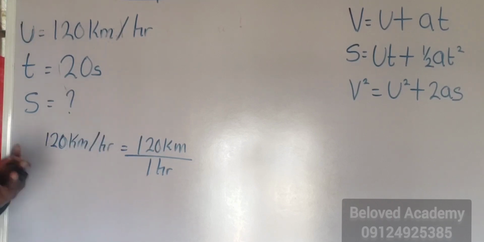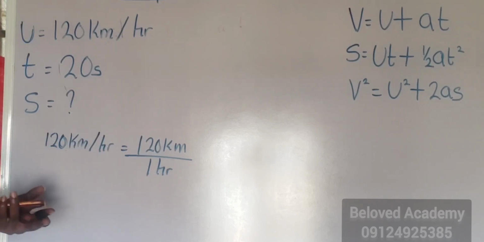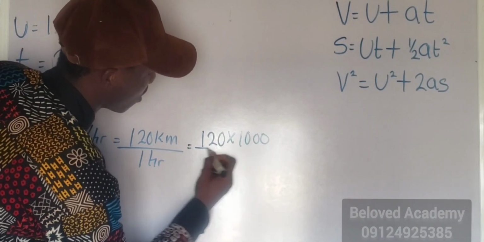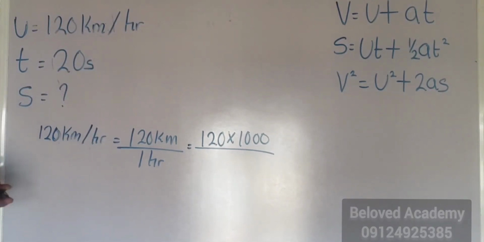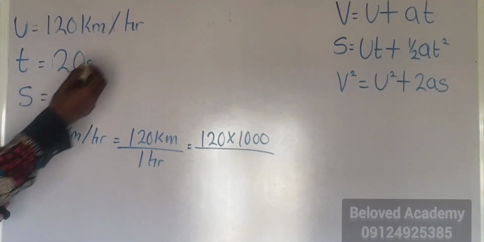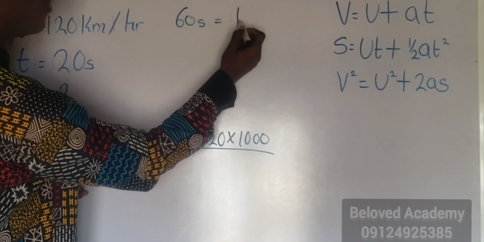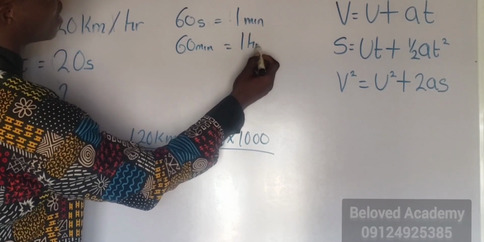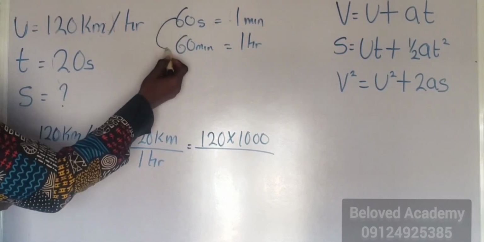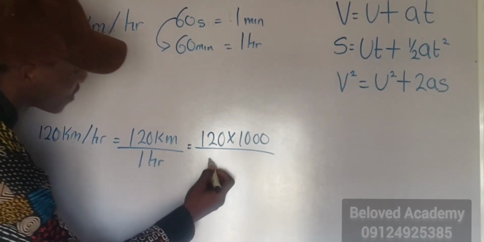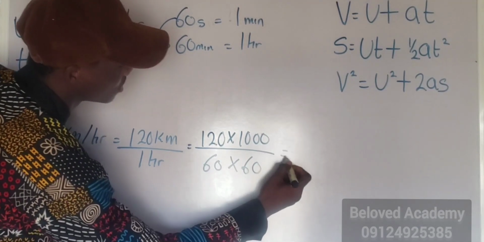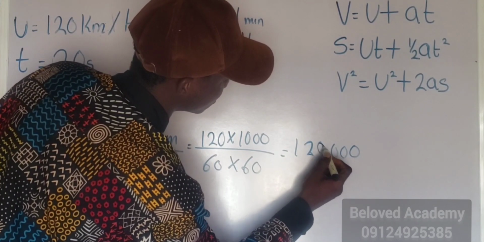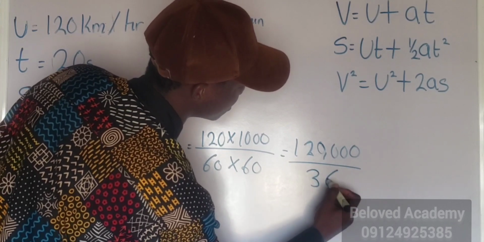If you want to convert this 120 km to meters, what do you multiply it by? 1000. So I'm going to have 120 multiplied by 1000 all over, now 1 hour. We want to convert 1 hour to seconds. Don't forget that 60 seconds is equal to 1 minute, and 60 minutes is equal to 1 hour. So how many seconds will be equal to 1 hour? That will be 60 times 60. So I'm going to have all over 60 multiplied by 60. This will be 120,000 all over 3,600. Okay?